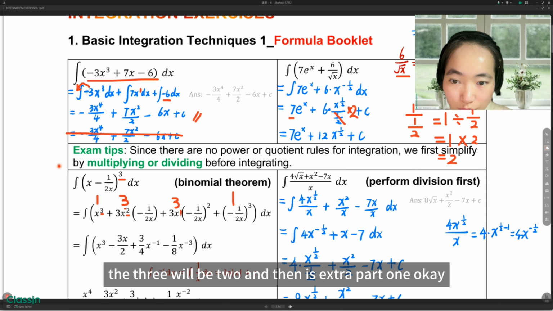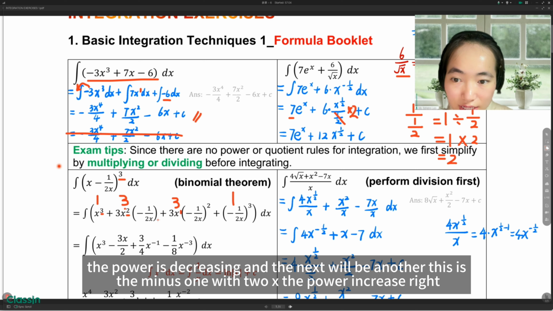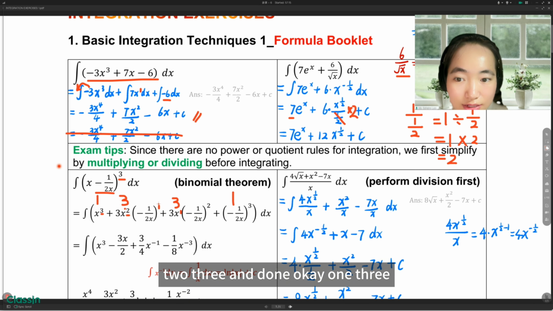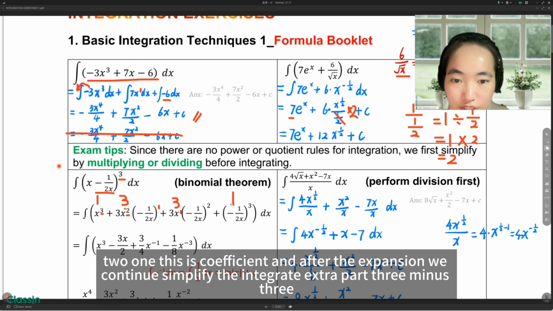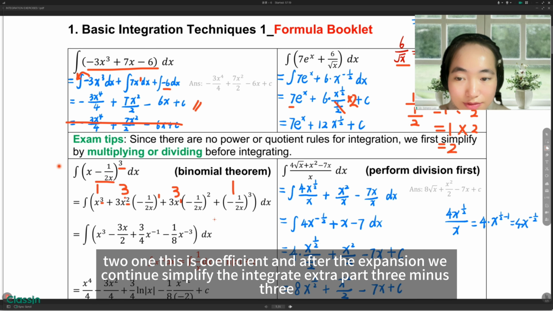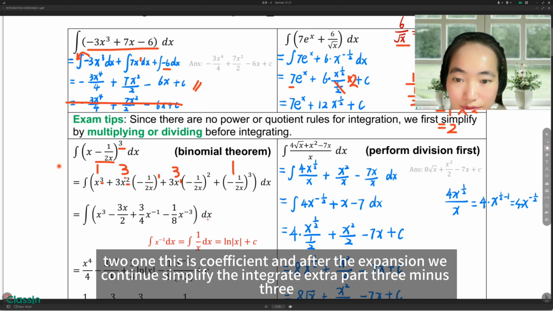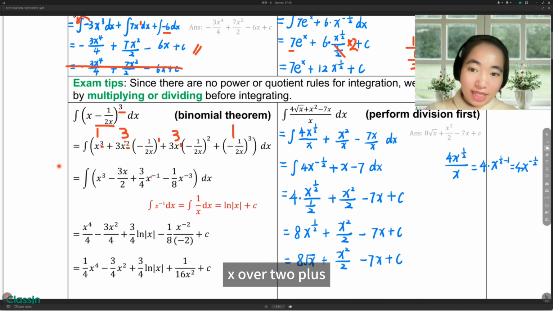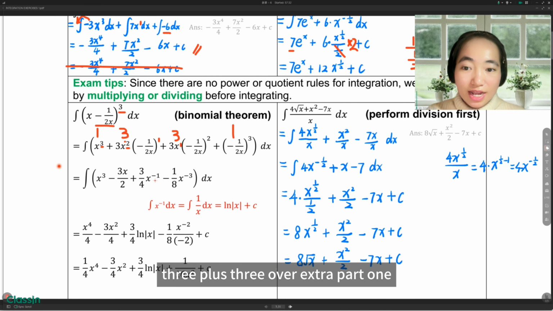And then x to the power 1. Okay, the power is decreasing. And the next will be another, this is the minus 1 over 2x. The power will increase, right? From the power 1, 2, 3, and so on. Okay, 1, 3, 3, 1, this is the coefficient. And after the expansion, we continue. Simplify. So integrate x to the power 3 minus 3x over 2 plus 3 over x to the power 1.